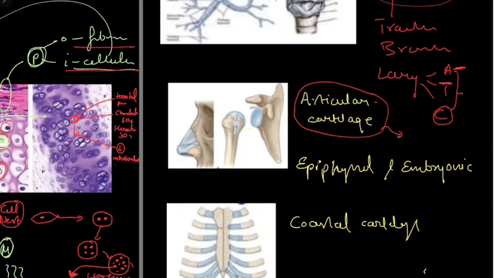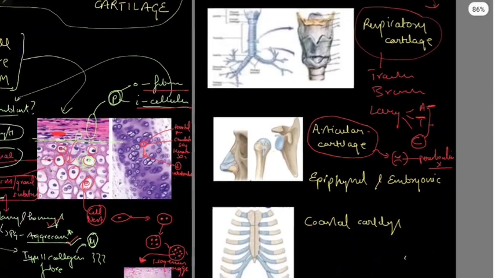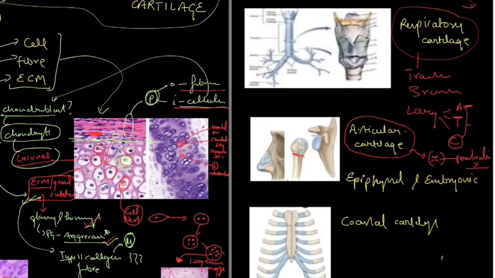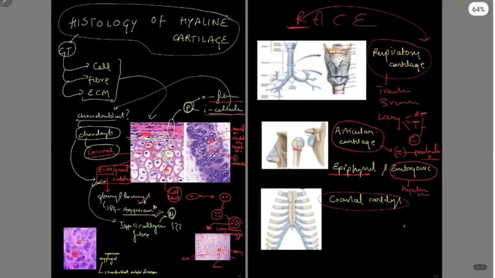Note, articular cartilage in the area of the joint cavity is not going to have perichondrium. That is the area where hyaline cartilage is not going to have perichondrium. Also, epiphyses of long bones have hyaline cartilage, and embryonic cartilage that further ossifies and forms the skeleton is actually hyaline cartilage. Costal cartilages are also hyaline cartilage. So the mnemonic: RACE, respiratory, articular, costal, epiphyseal and embryonic. So this was all about the histology of hyaline cartilage.